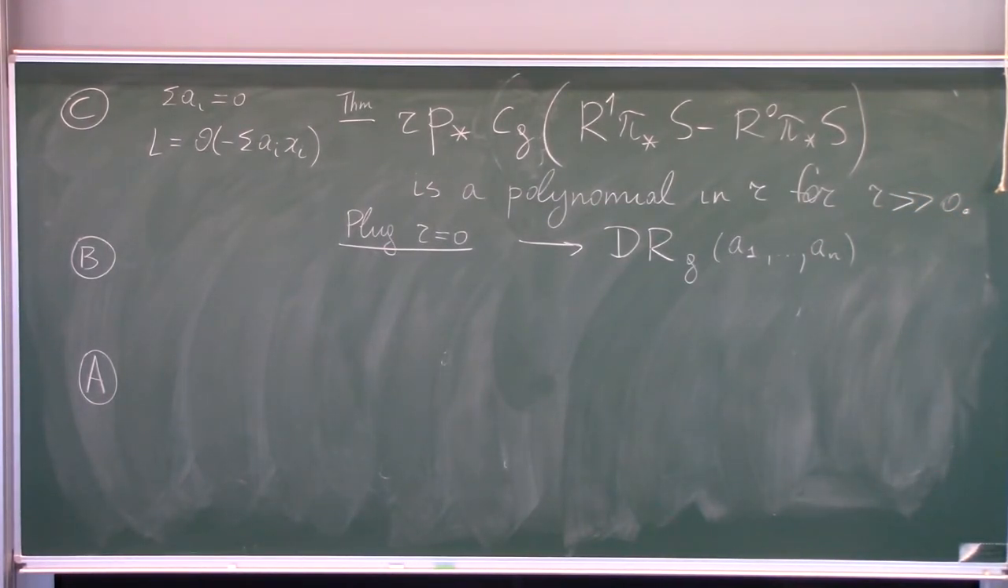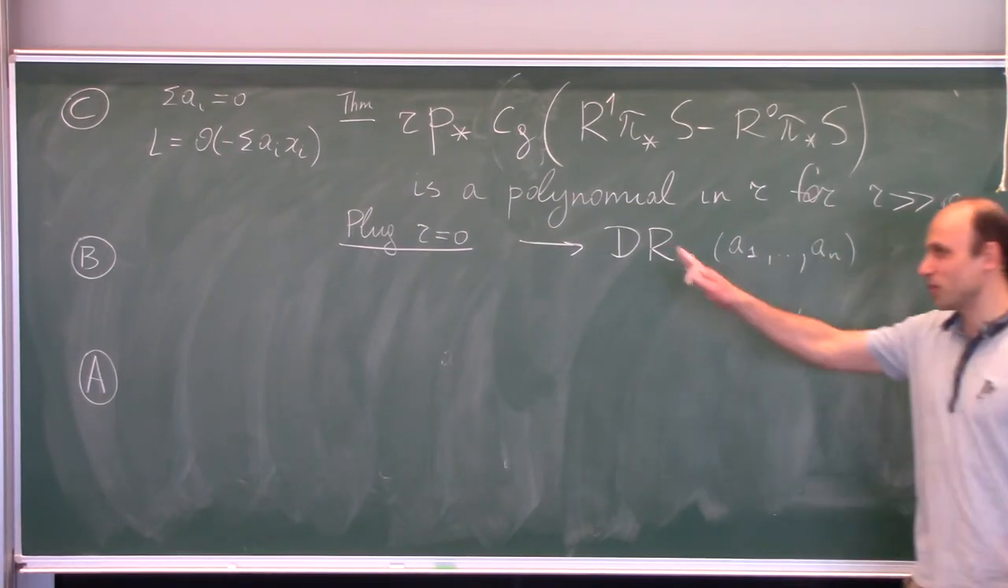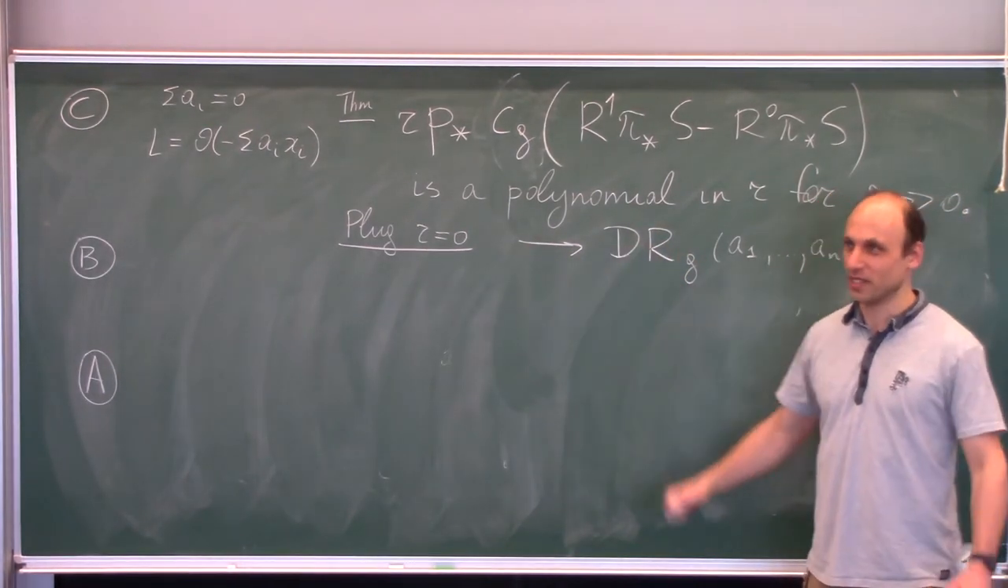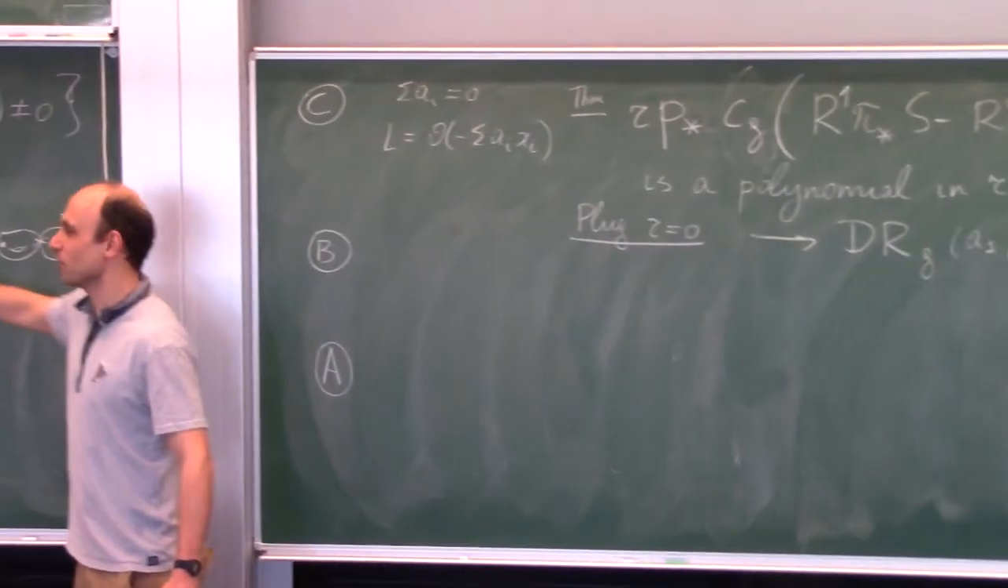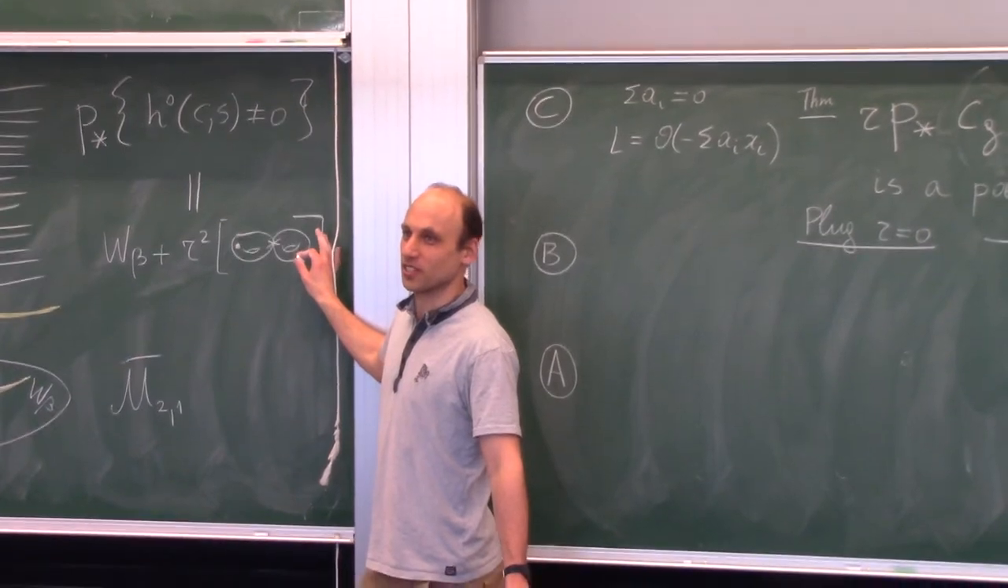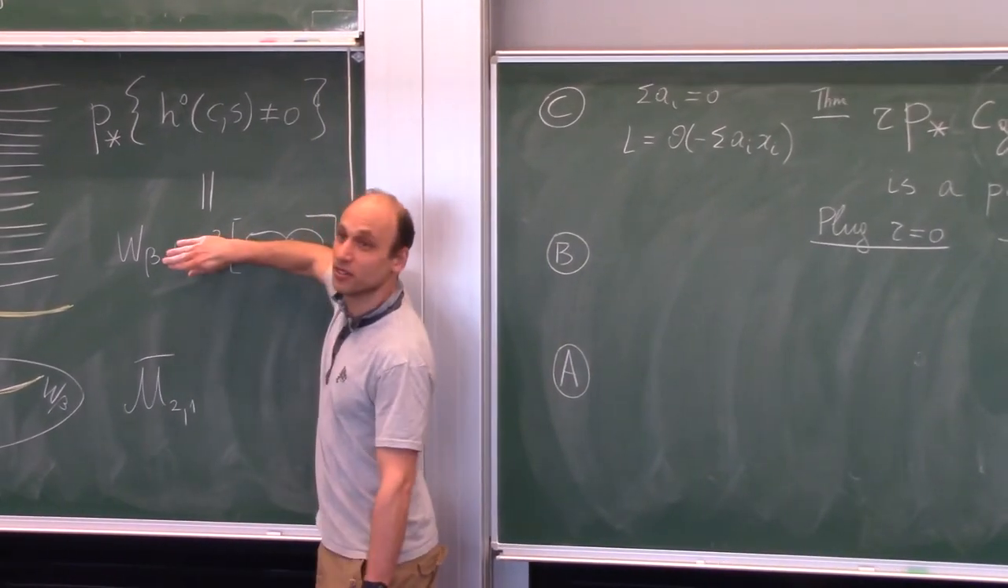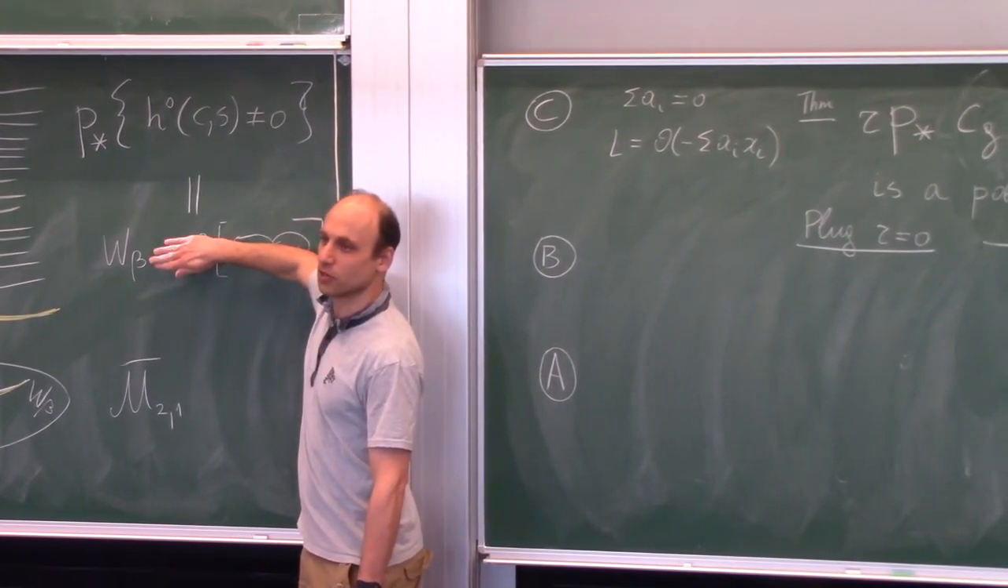Do you mean that this is a true polynomial or that there is a polynomial growth of coefficients? No, it's really a polynomial. Just explicit. If you want to plug r equals 0, you have to. This is an example of a polynomial like that, right? One cohomology class plus r squared times another cohomology class. And if I plug r equals 0, I find the holomorphic locus.